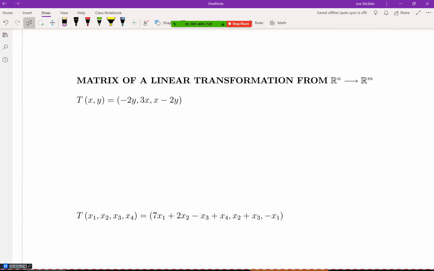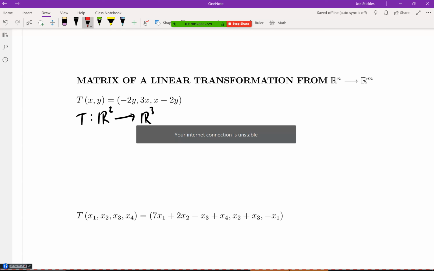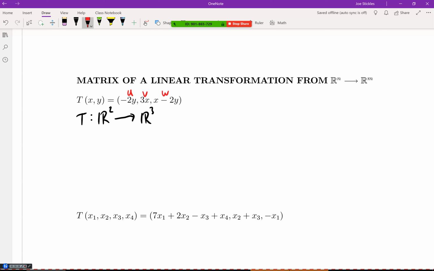All right. So we want to try to take advantage of basically matrix multiplication properties to get these answers. So again, let's think about where this is going from. In this case, your domain is R2, and I know it's R2 because it's just an x and a y. And it goes to R3 because I have a u, a v, and a w again. So let's think of these as u, v, and w.